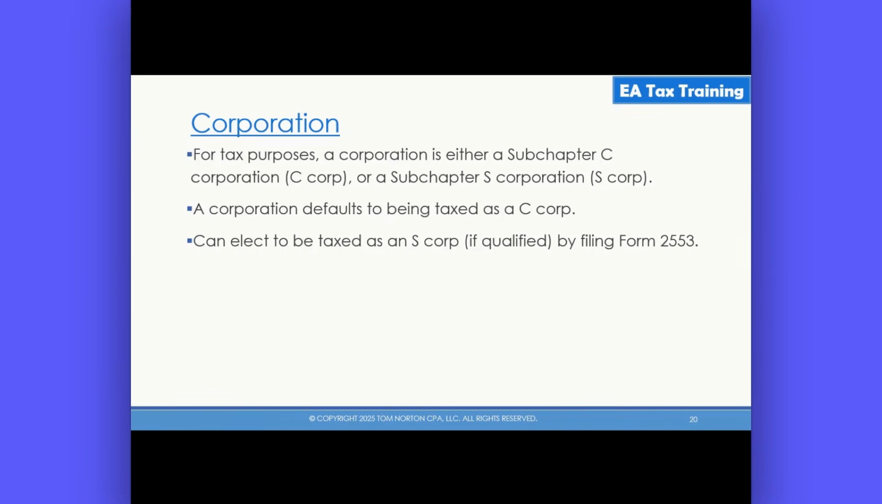For tax purposes, a corporation is either going to be a subchapter C corporation or a subchapter S corporation. So they are not just a corporation, it's one or the other. They are a C corp or they are an S corp. A corporation will default to being taxed as a C corp. So if you just go form a corporation and start doing business and you don't file any other paperwork with the IRS, you are automatically going to be a C corporation. However, the corporation can elect to be taxed as an S corporation by filing Form 2553. So we will talk about that a little bit later.